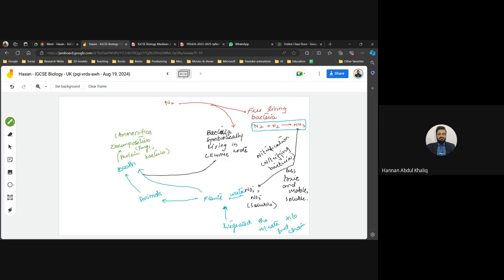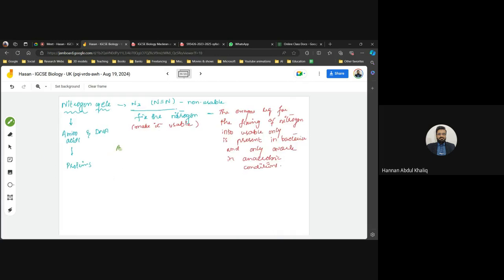Let me write the definition of ammonification for you. Ammonification is the word which refers to the process of removing the amine group from amino acids.